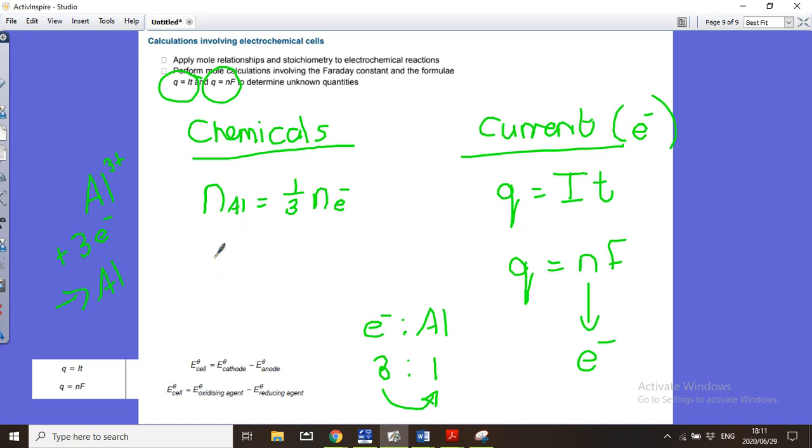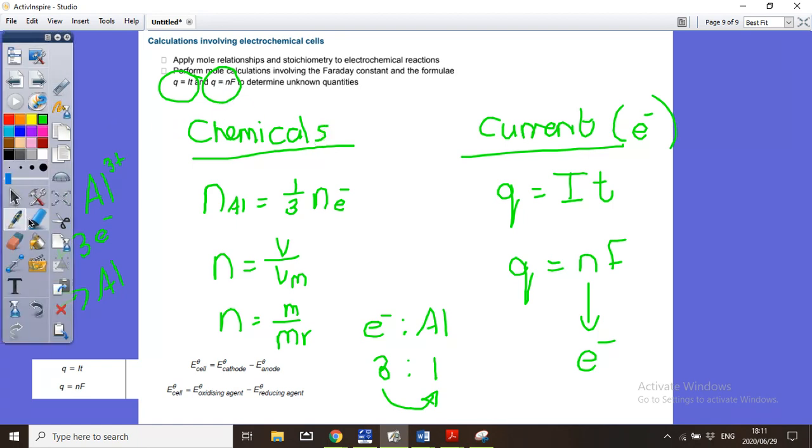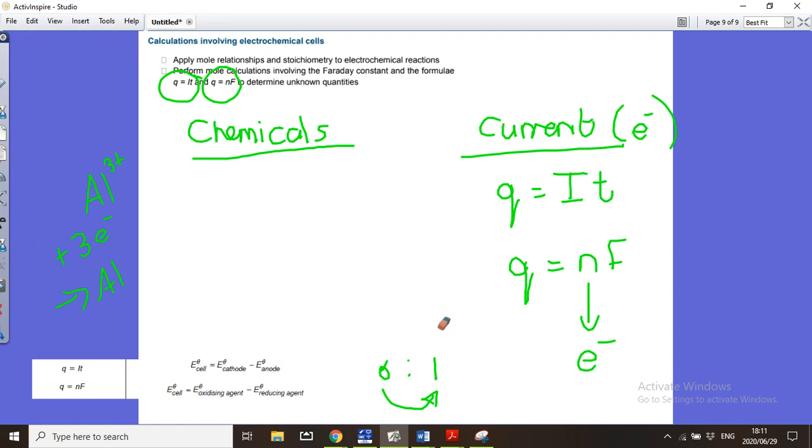You can work out the volume using n equals V over Vm, remember that's at standard temperature and pressure. You could use n equals m over Mr if they ask you for the mass of the aluminium that you produced. Easy, just use your mole ratio. If they give you the question the other way around, so they don't give you information about your current, you're going to follow a very similar method.